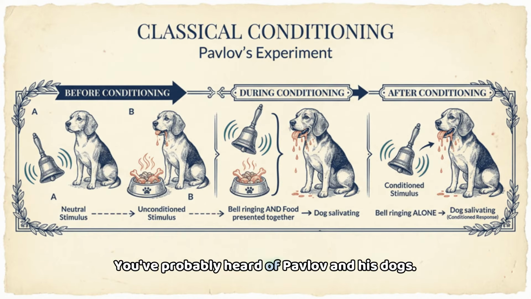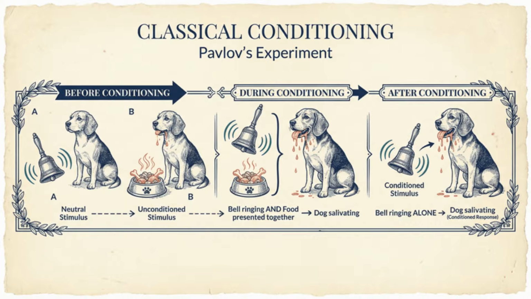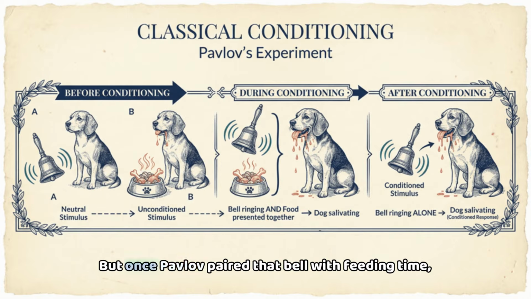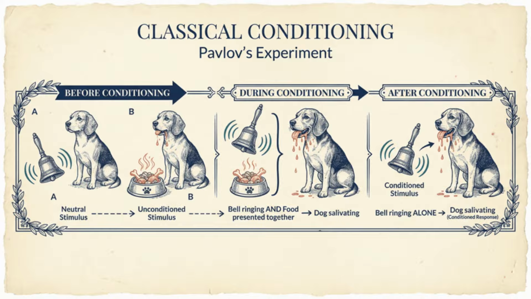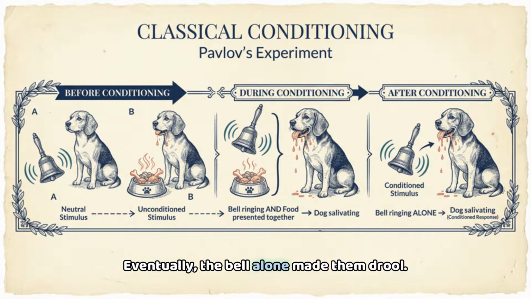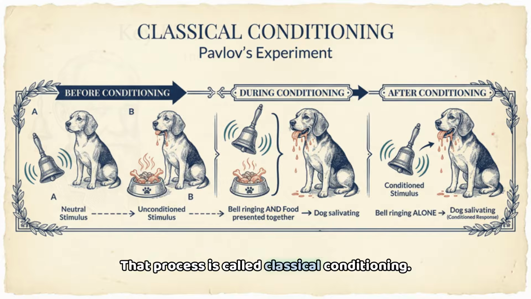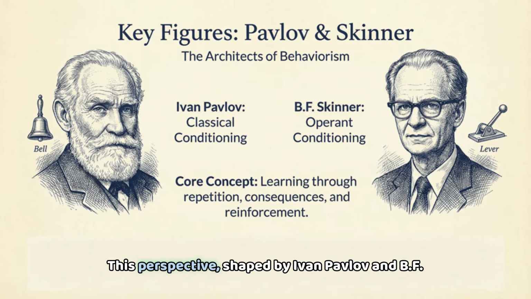You've probably heard of Pavlov and his dogs. Before the experiment, a bell was just a bell. But once Pavlov paired that bell with feeding time, the dogs began to connect the sound with food. Eventually, the bell alone made them drool. That process is called classical conditioning. This perspective, shaped by Ivan Pavlov and B.F. Skinner, says that we learn through repetition, consequences, and reinforcement.